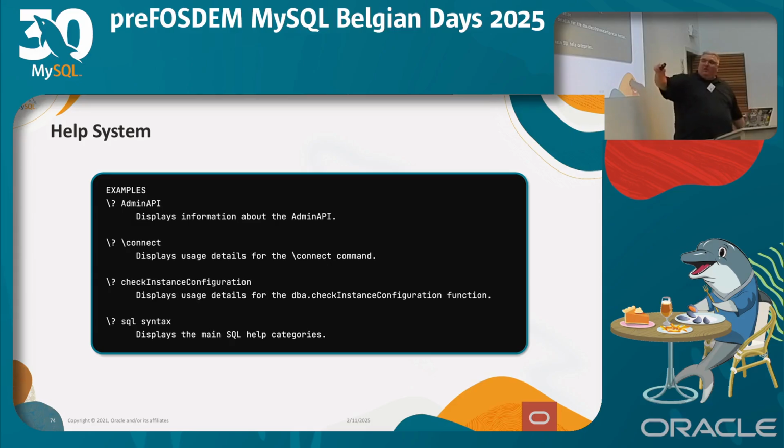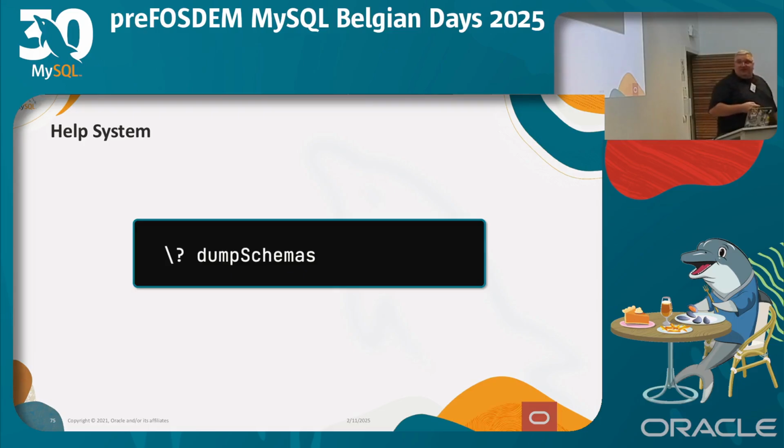So you see, we're asking for help with SQL syntax, we're asking for help with check instance configuration, with the connect command, the admin API. There is a ton of stuff in there. And to show you exactly how much stuff is in there, I asked for help on the command dump schemas.